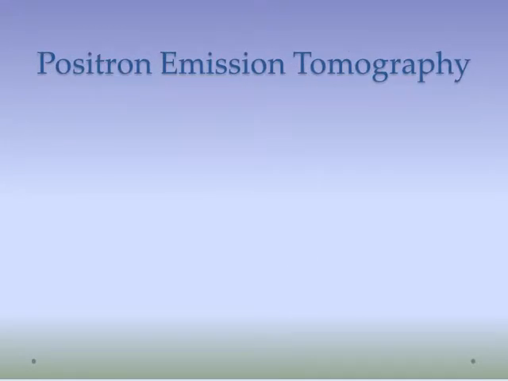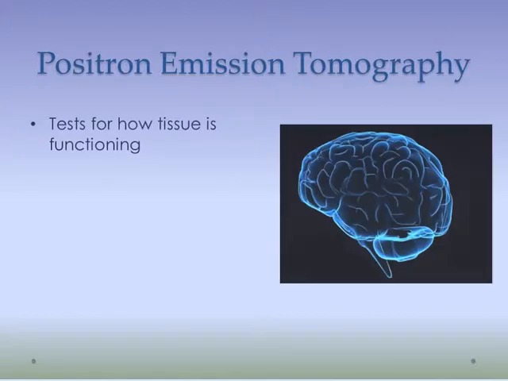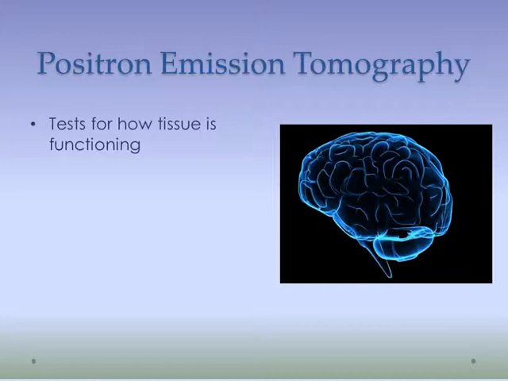Positron emission tomography, or PET scan, is an imaging test that helps reveal how your tissues and organs are functioning. A PET scan uses a radioactive drug or tracer to show this activity. The tracer may be injected, swallowed, or inhaled depending upon which organ or tissue is being studied.